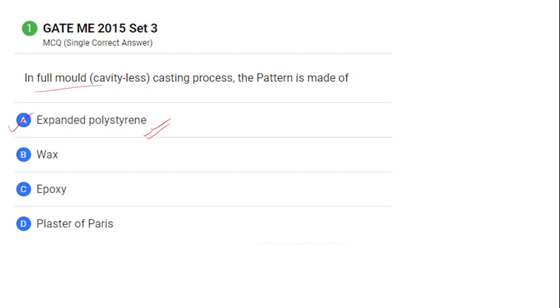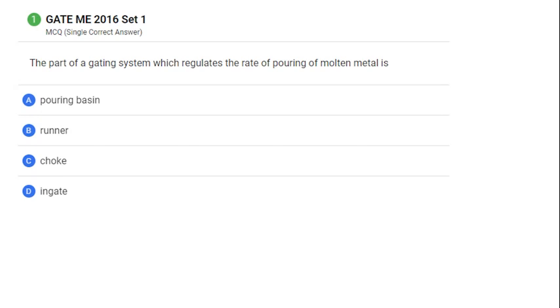Yes, but this is full molding, not investment casting. Cavityless. Okay, okay. There are two. Investment is also evaporative. Okay. Okay. Solve this question.